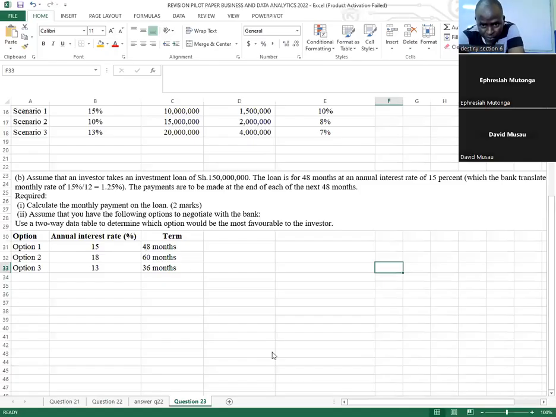On the desktop, revision pilot paper, business and data analytics. That is the data set. It is question number 23, part B of that question. That is the question I'm talking about.